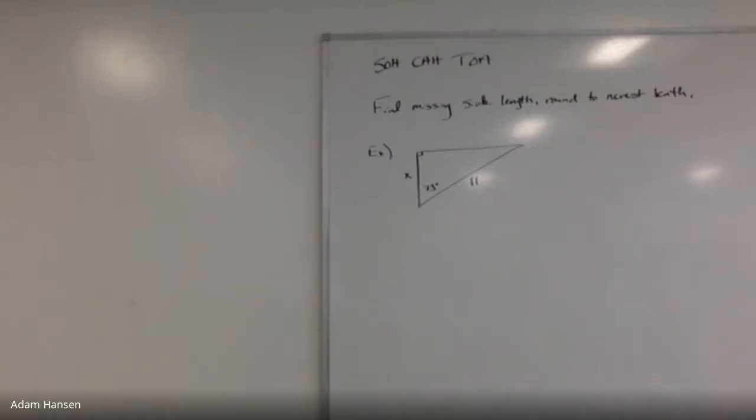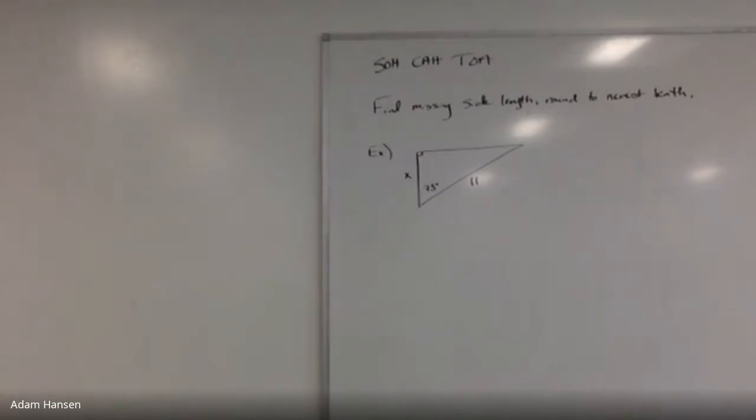Is this a special right triangle? Is it a 30-60 or 45-45? No, it's actually not. Why not, Trey? Because I saw 73 degrees. Right. Is 73 the same as 45-45 or 30-60? No. So we can't use special right triangles. We can't use Pythagorean theorem because I don't have 2 side lengths that I can use to find the third one left over.